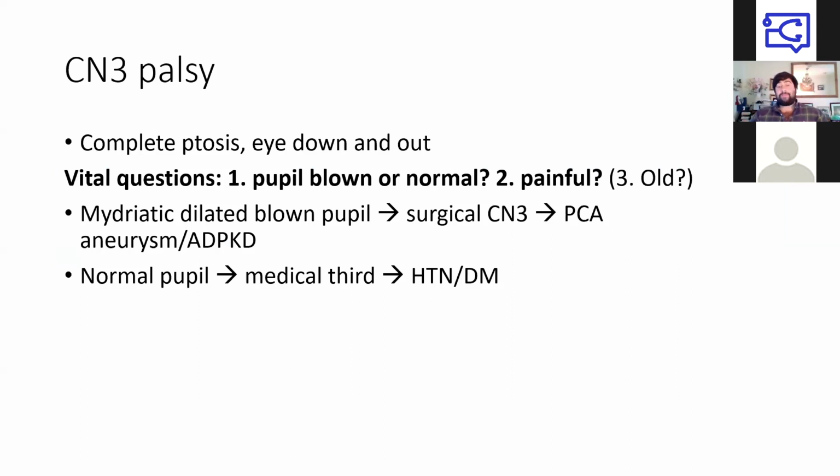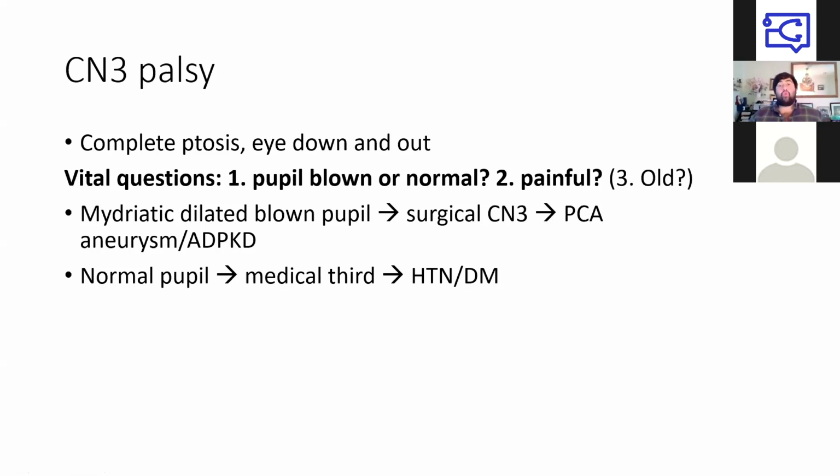So if the third nerve is paralyzed, then the eye is going to be pulled by LR6 and pulled by SO4, so it will be down and out. That's essentially what you need to know. Third nerve palsy, the eye is down and out. And then the key question is, what is the pupil like? Is it blown? Is it mydriatic or not?